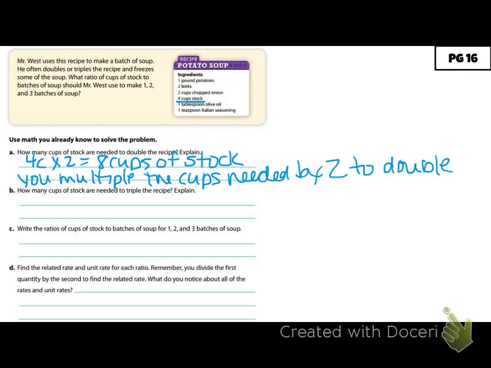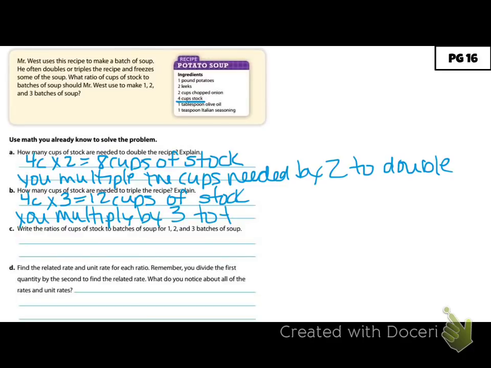Okay, so B says how many cups of stock are needed to triple the recipe? Explain. So we do the same thing. So we know we need 4 cups for the original recipe. When we triple something, you multiply it by 3. So 4 times 3 would give you 12 cups of stock. And we explain the same thing again. You multiply by 3 to triple.